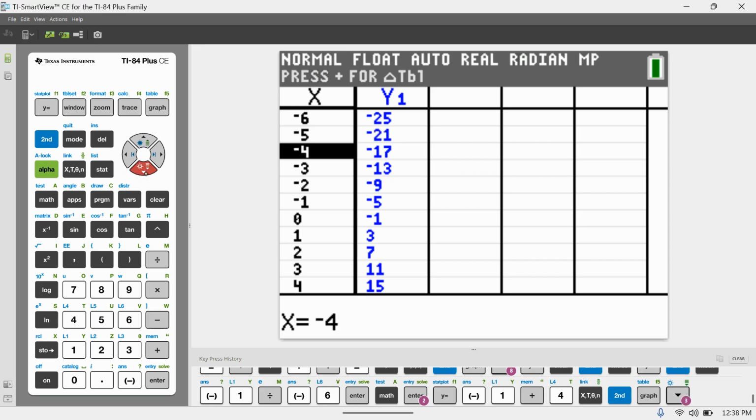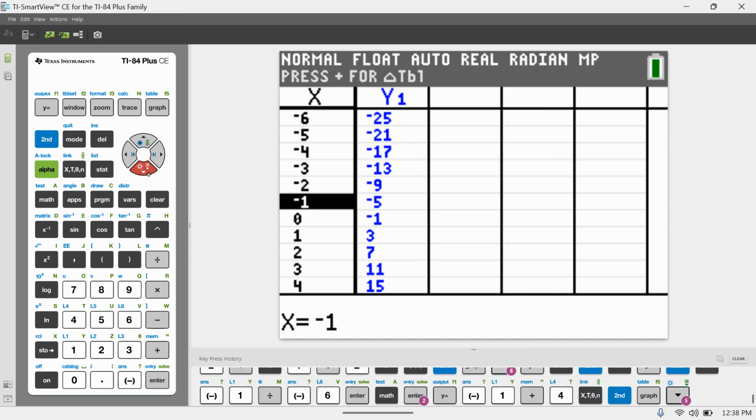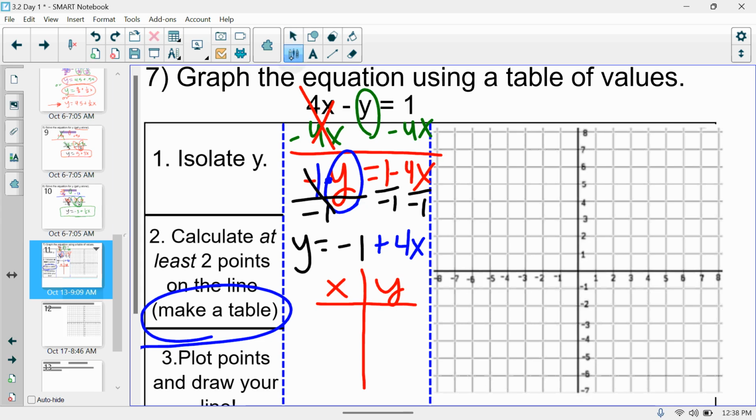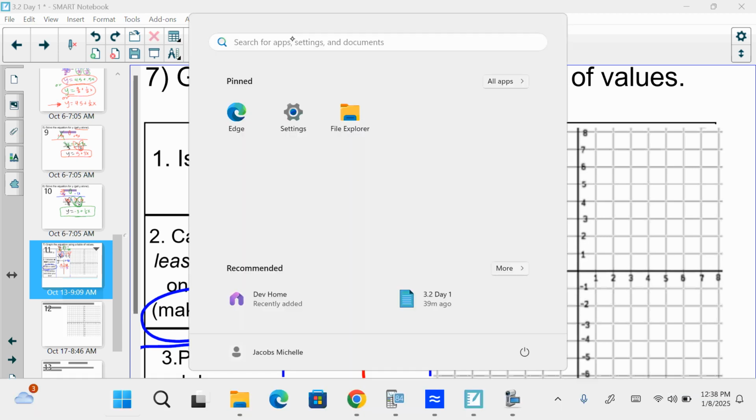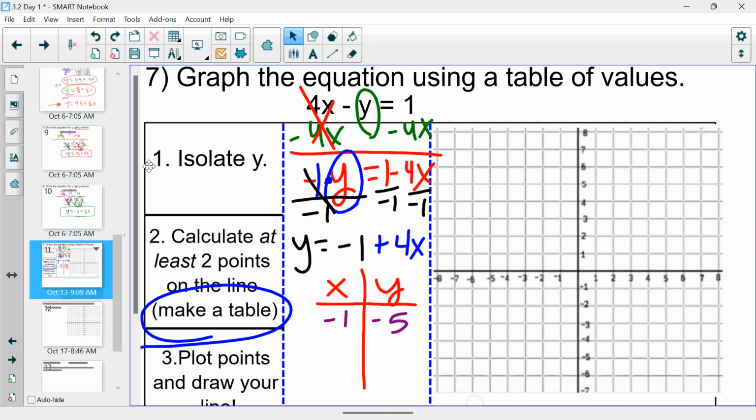So I would pick maybe, let's do -1, -5. Let's put that in our table. So fill that out. -1, -5. And then really, guys, we just need at least one more point. You'll see why in a second. So let's go ahead and use 0, -1. But again, really, you could pick whatever 2 points you want.